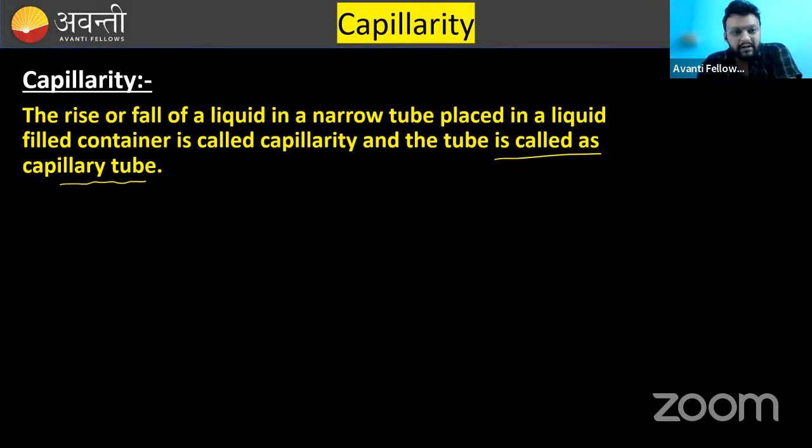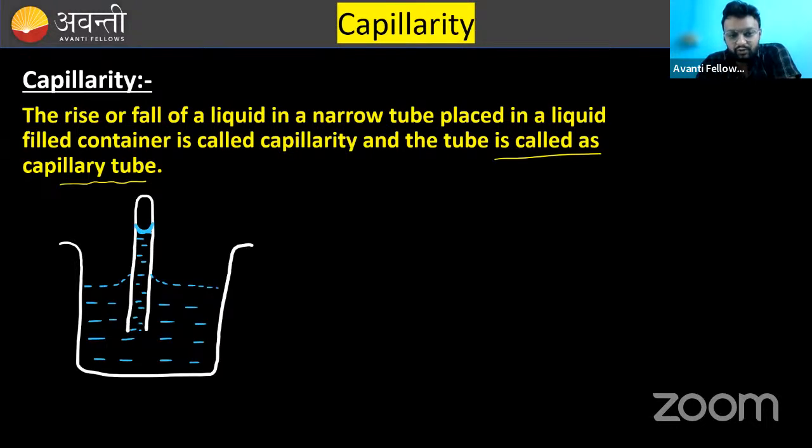Okay. So what is capillarity? I have described it to you. Now listen to me very carefully. There may be two situations. In one situation, liquid may rise. In the other, liquid may fall. We have learned already that when the angle of contact is less than 90, the liquid will rise in the tube. And if the angle of contact is more than 90, then the liquid will fall in the tube.